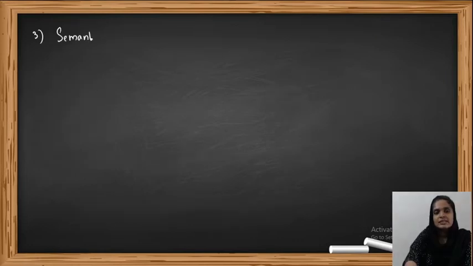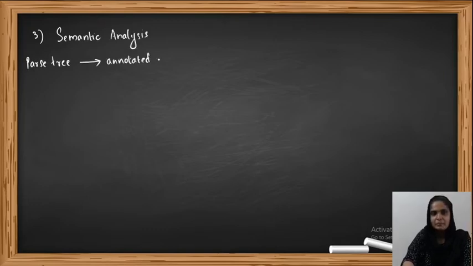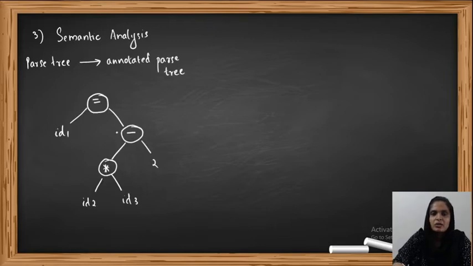So the third phase is the semantic analysis. The input is a parse tree and the output will be annotated parse tree. So this is the parse tree or the input to the semantic analysis, and we have to convert it to annotated parse tree, right? So what we have to do? We have to convert this 2 into a float. Before that, let me tell you one thing.